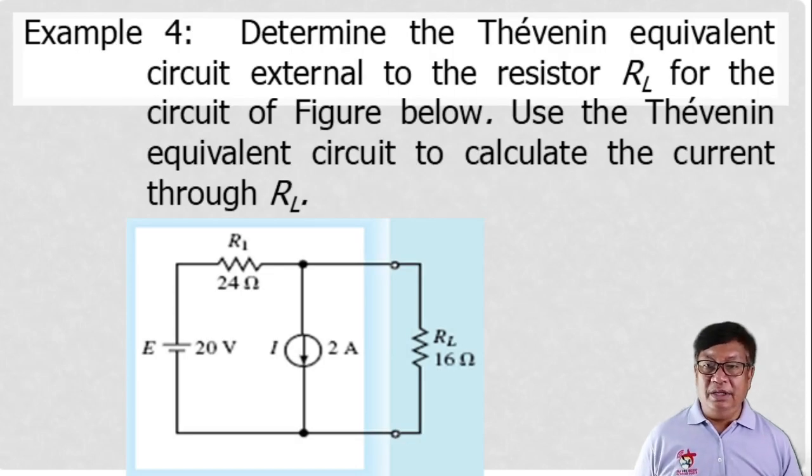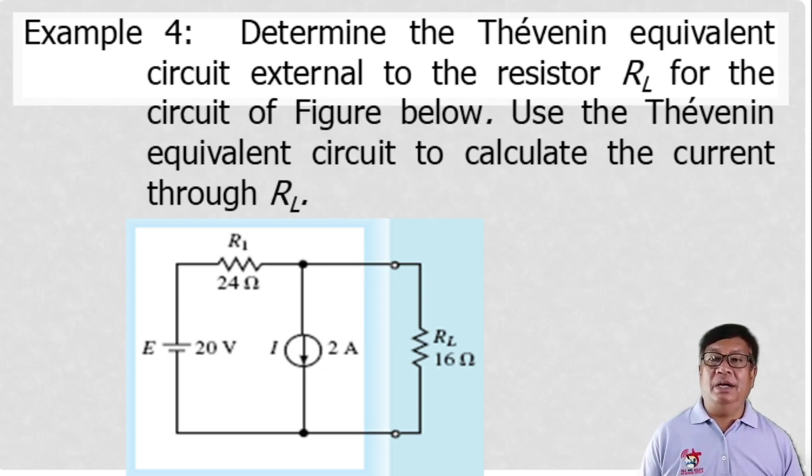Okay, so we have this example number 4. Okay, determine the Thevenin equivalent circuit external to the resistor R sub L. For the circuit in the figure below, use the Thevenin equivalent circuit to calculate the current through R sub L. Okay. So as you can see, we have these two. This is similar to our example a while ago. We have these two sources, the voltage source and the current source.